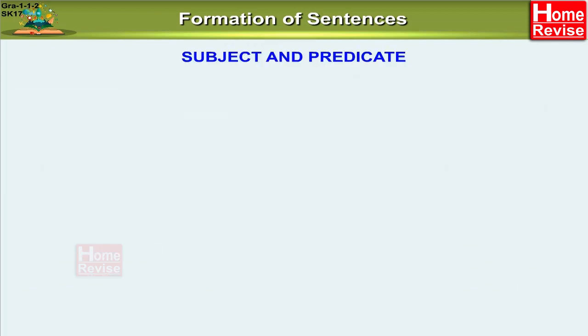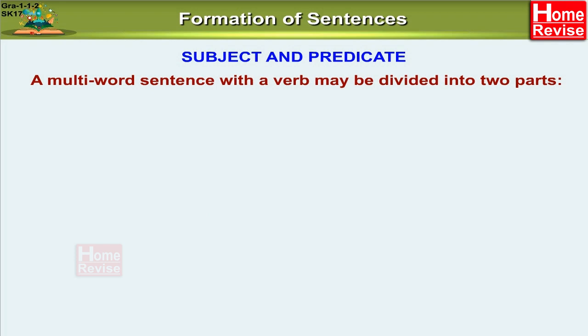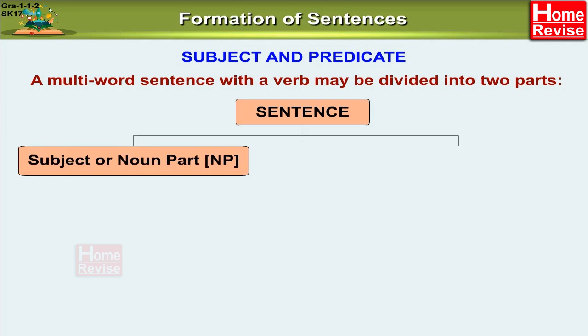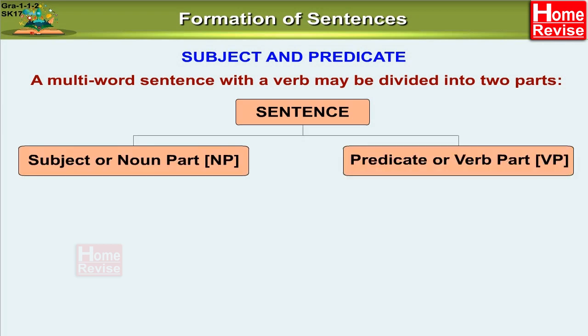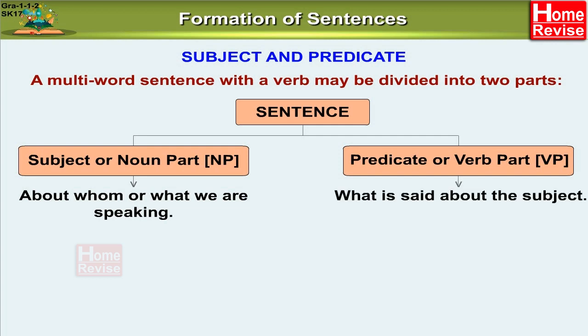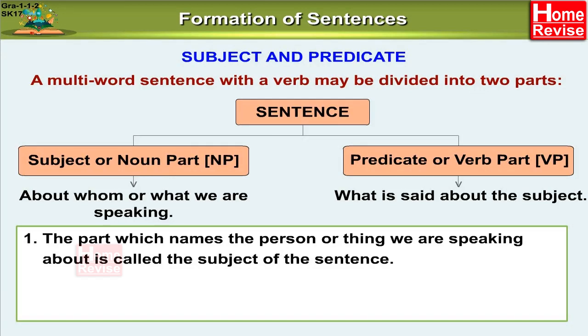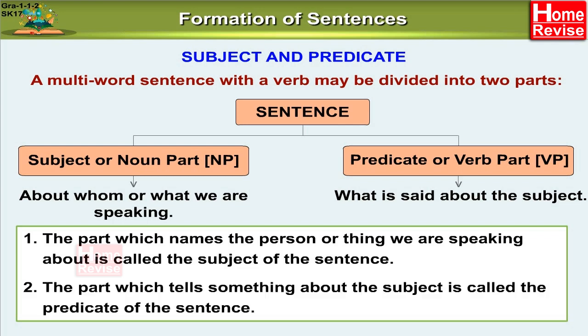Subject and predicate. A multi-word sentence with a verb may be divided into two parts. Sentence: subject or noun part, NP, and predicate or verb part, VP. Subject or noun part is about whom or what we are speaking. Predicate or verb part is what is said about the subject. 1. The part which names the person or thing we are speaking about is called the subject of the sentence. 2. The part which tells something about the subject is called the predicate of the sentence.